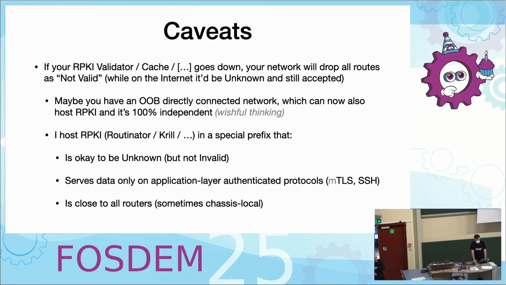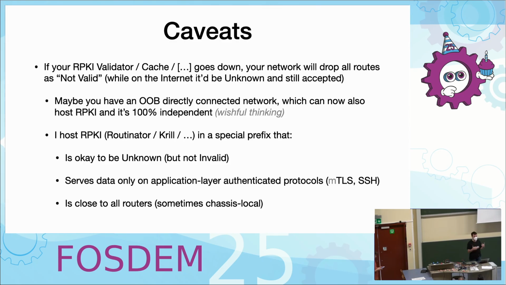So some networks are very lucky. They have 100% independent out-of-band connectivity, and you can run the RPKI there as a critical service. But most of the networks, including mine, don't. We don't have the privilege of having this option. And what I did was host all of the RPKI stuff that's necessary in a special prefix, an exception, if you will. And this is okay to be unknown.